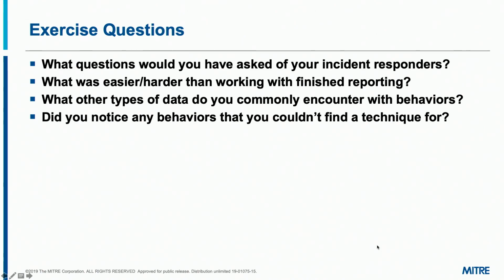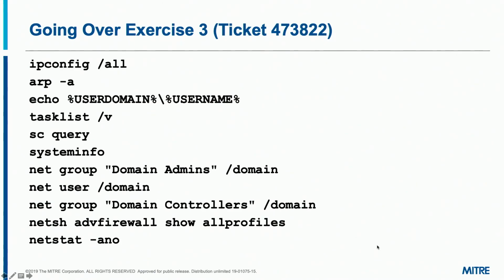Are these the types of data that you actually commonly encounter when you're looking at activity? Or are there other things that you think should be in there for behaviors? And did you find any behaviors where you couldn't actually map those to a technique? So I'd like to go over the exercise itself, as well as how we mapped the various activities that are in here. So first off, ipconfig /all.